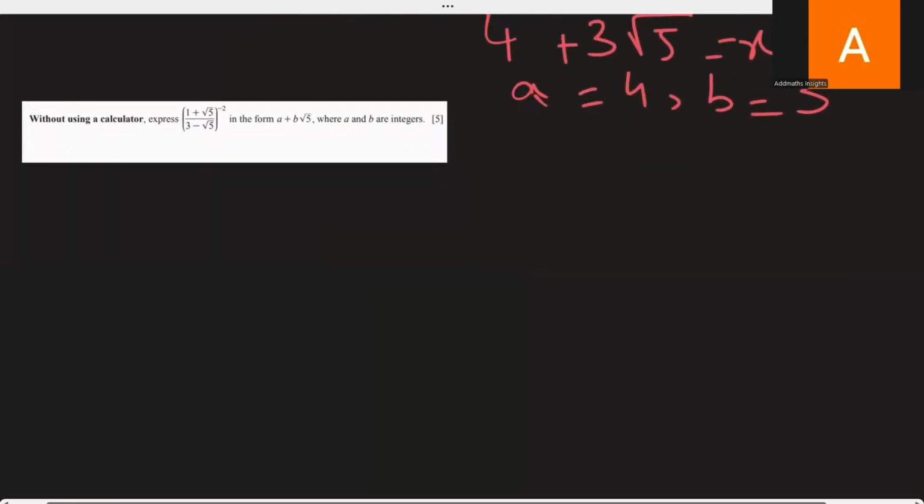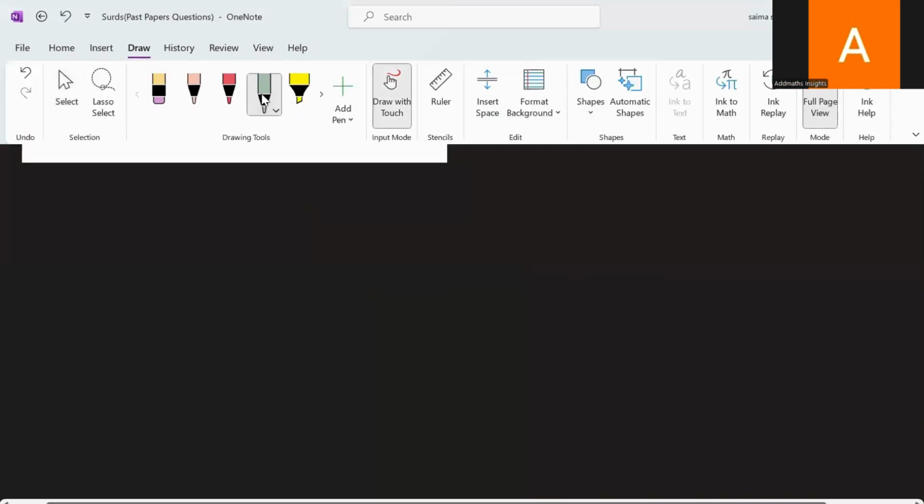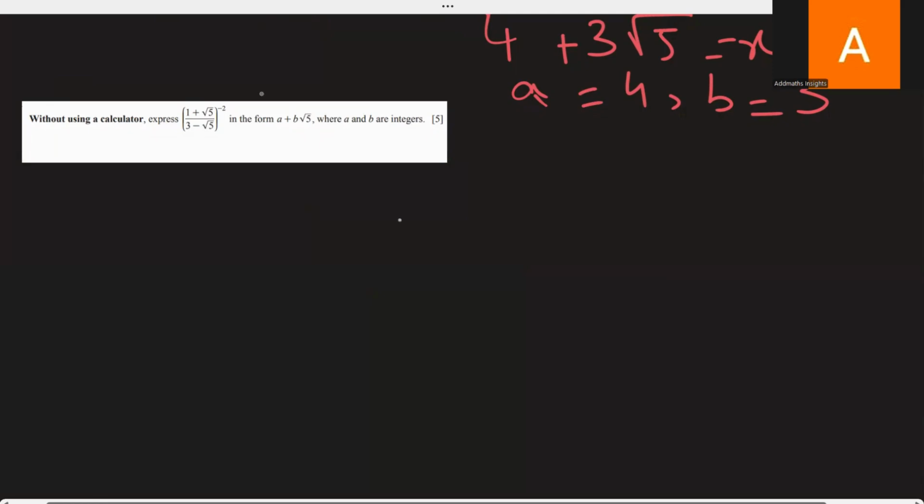Now we do one more question. You have to express 1 plus under root 5 over 3 minus under root 5, the whole raised to power minus 2, in the form a plus b under root 5. So you see the power of this fraction is negative. So first you need to make it positive and you need to take its reciprocal. So you take its reciprocal: 3 minus under root 5 over 1 plus under root 5, the whole squared.